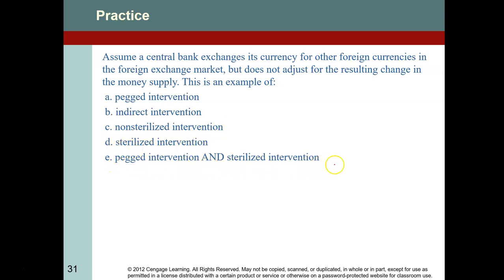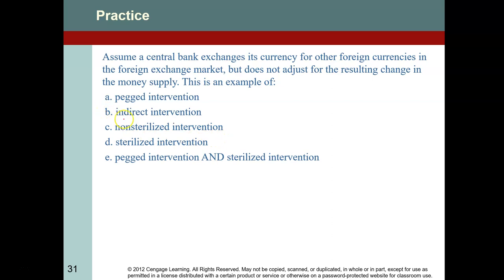Packed intervention, sterilized intervention. Remember the difference between non-sterilized intervention and sterilized intervention? For non-sterilized, we do something in the foreign exchange market, but we don't adjust the money supply, right? For sterilized intervention, we do something in the foreign exchange market and we do something in the money supply to offset the effect, right? And these are both C and D, they both fall into the category of direct intervention.